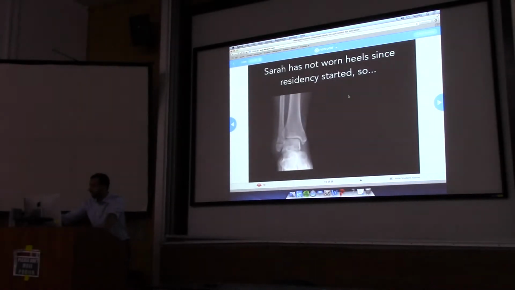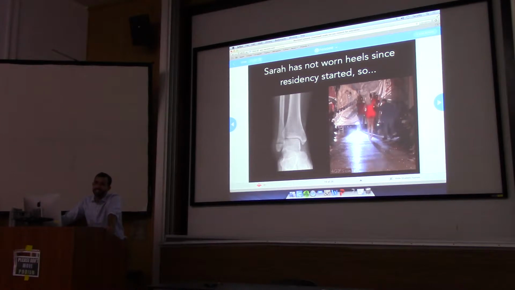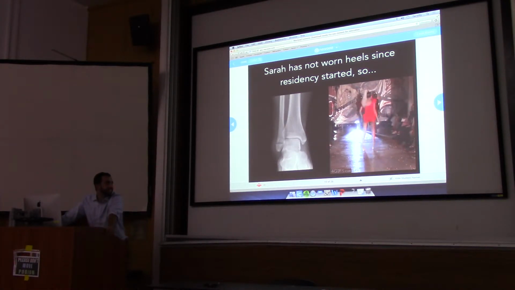Let's talk about our first fracture. So this lady clearly is not having a good time. If we look at the mechanism of her injury, she has a little bit of a supination and abduction in her ankles.